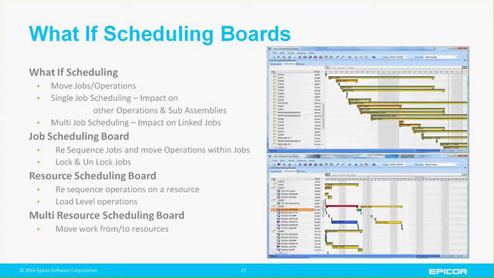The resource scheduling board allows the master scheduler to create an optimal operation sequence for a specific resource. Key to this is the use of load leveling of operations. The multi-resource scheduling board allows the master scheduler to move operations between resources. The impact of the what-if adjustment is immediately visible on the master scheduler's workbench. This allows the effectiveness of any change to be assessed.